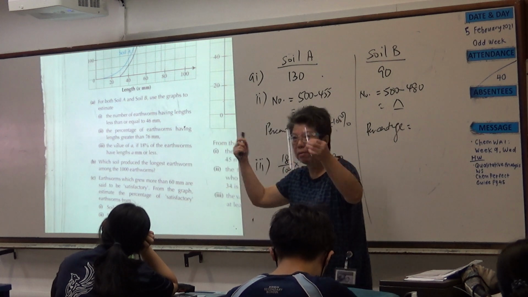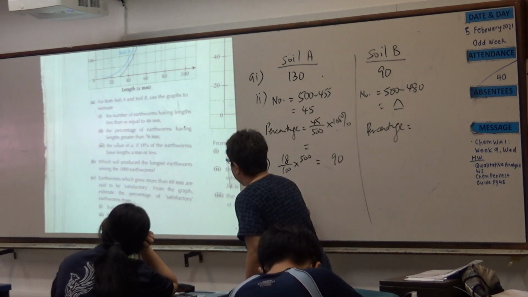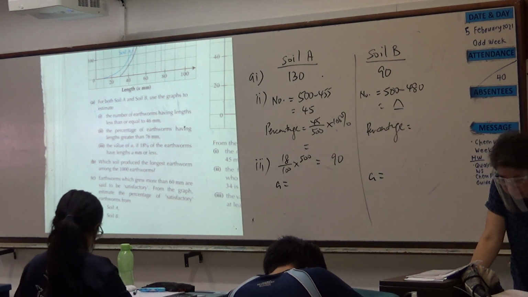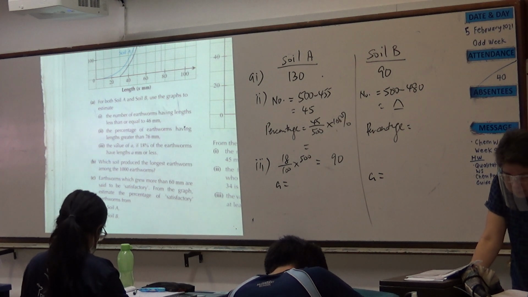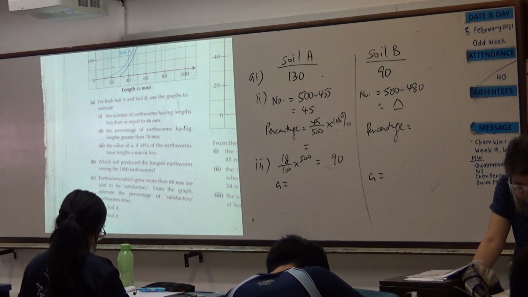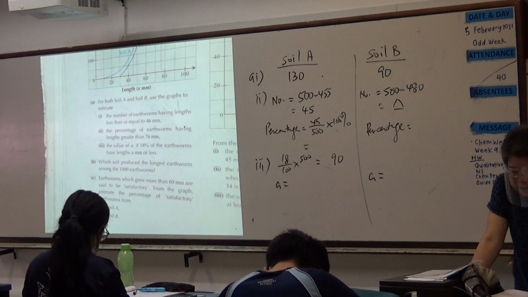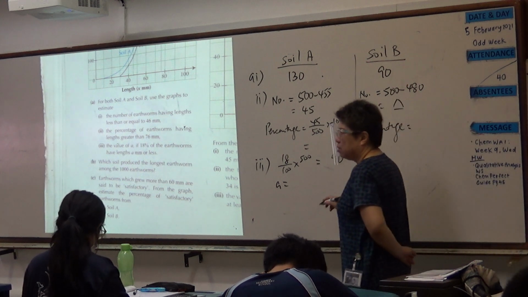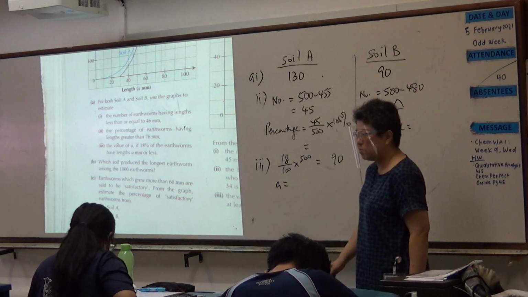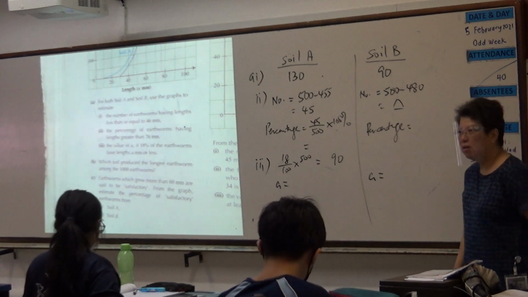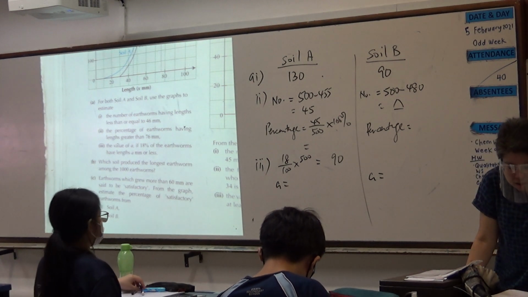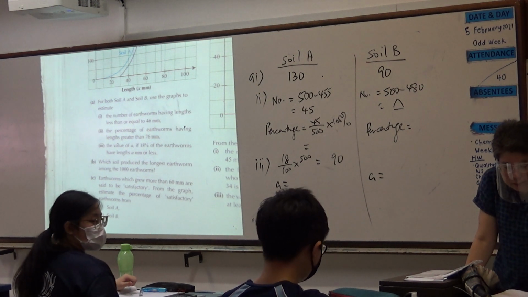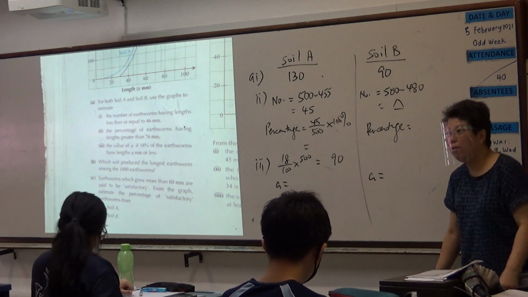That means you must know which part. Okay, so can you read? A is how much for both soils? At 400, read down both. Soil A is how much? 40? 42, right? You get 42?